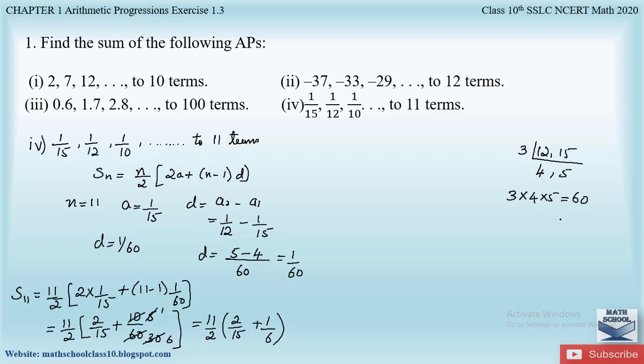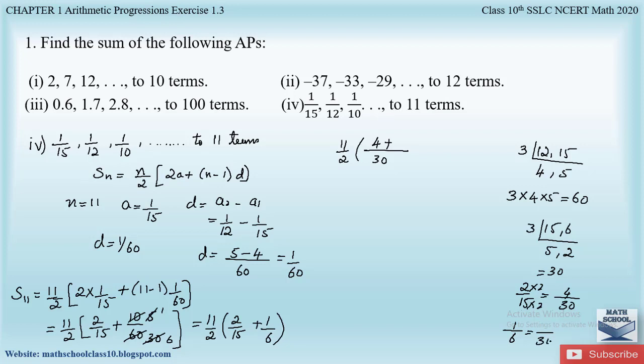Now let us find out the LCM for 15 and 6. It is possible with only the 3 table. So 3 5s are 15, 3 2s are 6. It is 5 3s are 15, 15 into 2 it is 30. So the LCM is 30. So 11 divided by 2 into, 30 is the LCM. So 2 divided by 15 becomes over 30: 15 2s are 30, so 2 2s are 4. So 4 plus, again we have 1 divided by 6 over 30: 6 5s are 30, 1 5 is 5. So this will be 5.